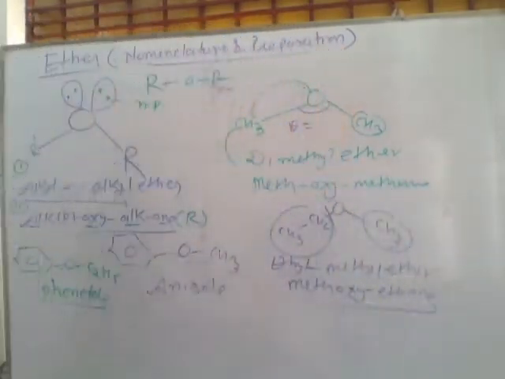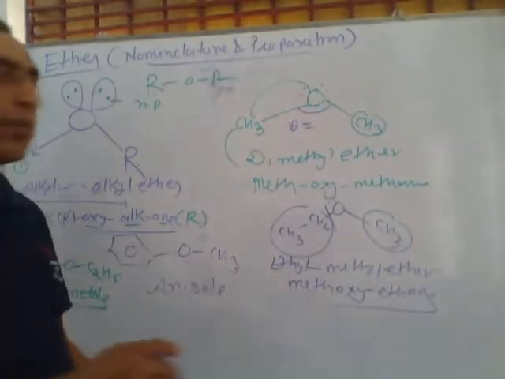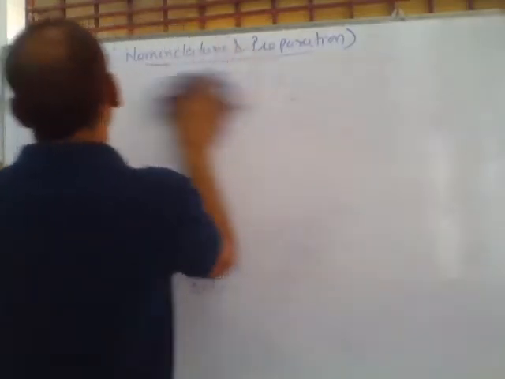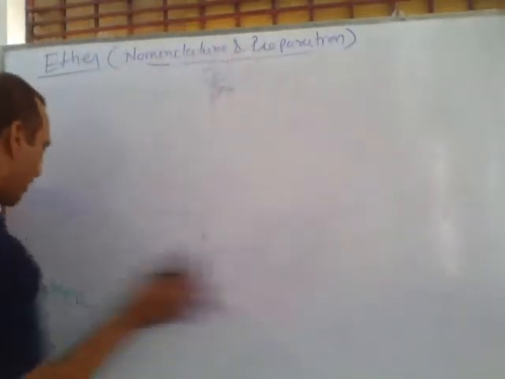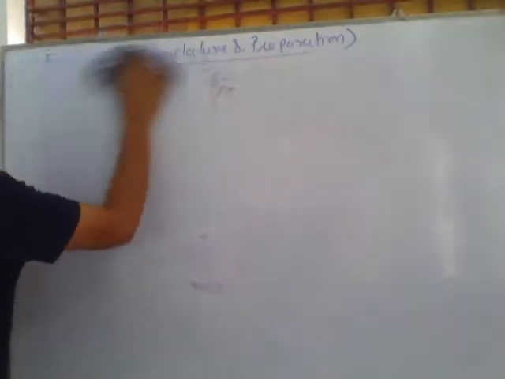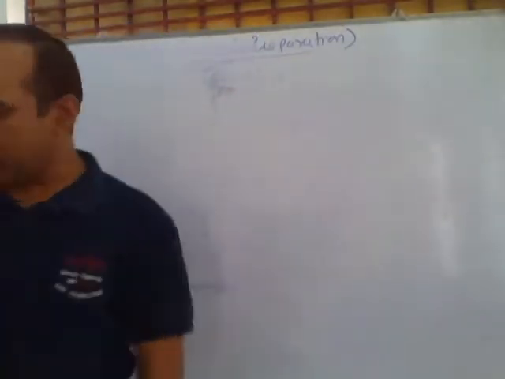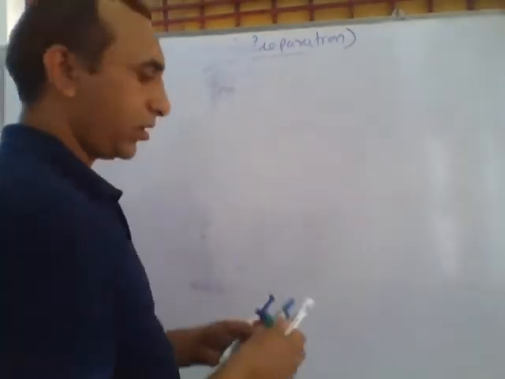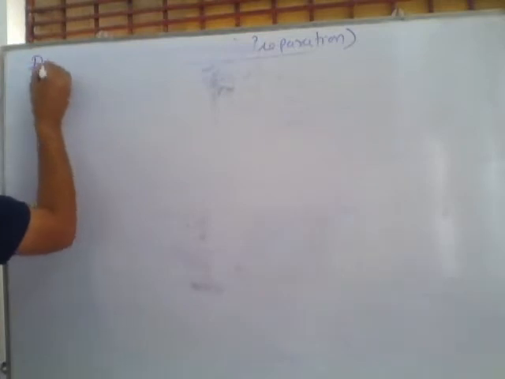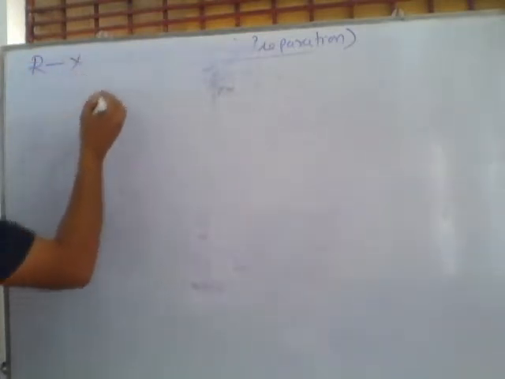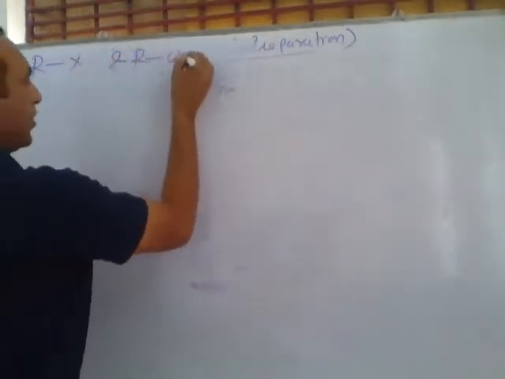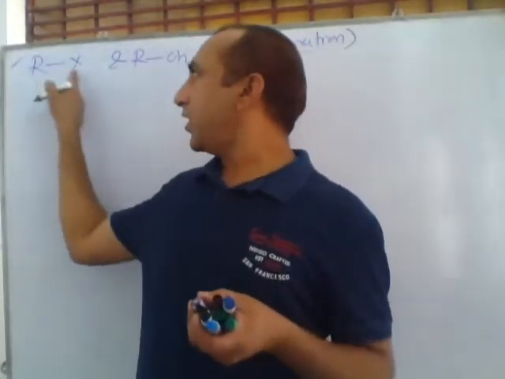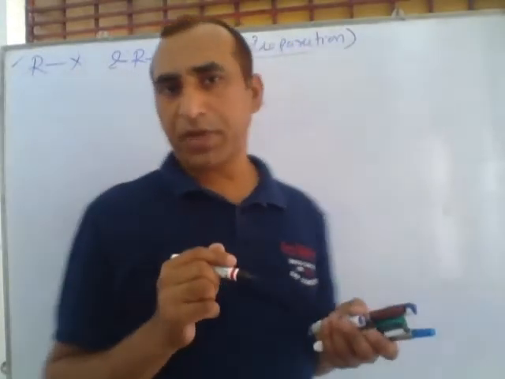Now the question is, how can you prepare ethers? To prepare ether, I am writing a trick, otherwise a simple method. There are 4 different simple methods by which we can prepare ether. Listen here. Here I am writing simply RX and ROH. There are 2 basic materials, alkyl halide and alcohol, by which we can prepare ether.